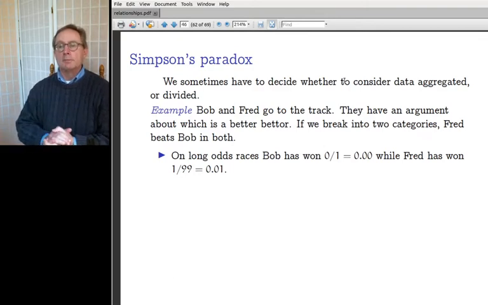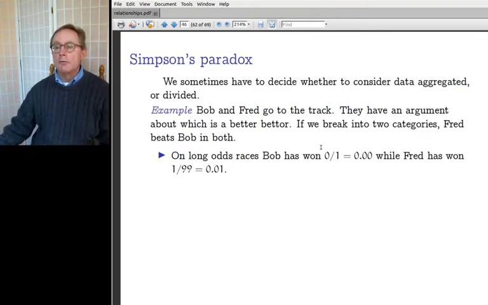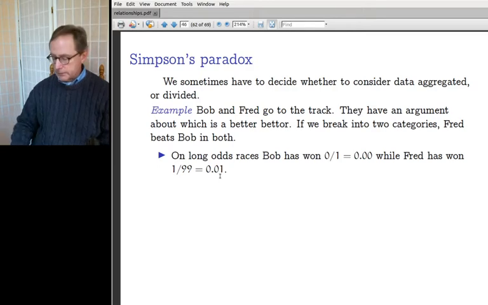On long odds, Bob has won 0 races out of 1. So Bob has bet on one race and didn't win it. So that's obviously 0% win. Fred, on the other hand, has won one race out of 99. So not good, but better than Bob. So Fred is better than Bob on long odds.